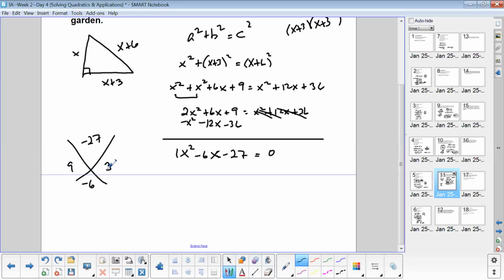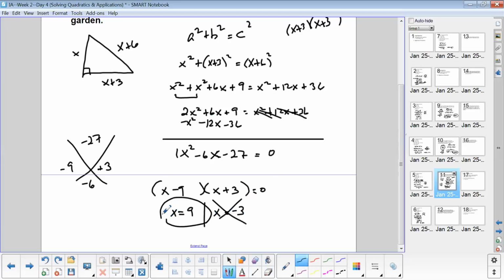And that'd be 9 and 3. 9's negative, 3's positive, a is 1. So we're going to come over here and write x minus 9 and x plus 3. And all that's equal to 0. So one of these will represent a positive length. When I set this one equal to 0 and solve, I get x equal 9. When I set this one equal to 0 and solve, I get negative 3. So that's not going to work.